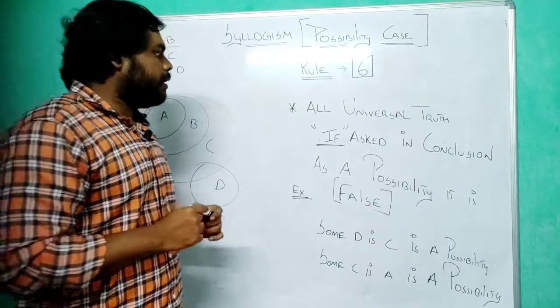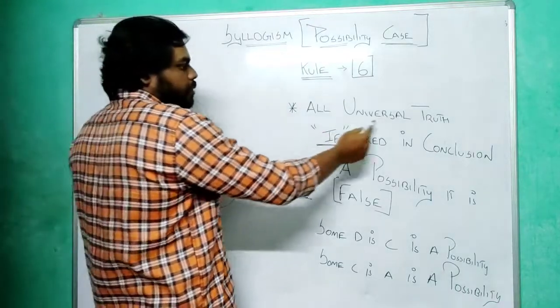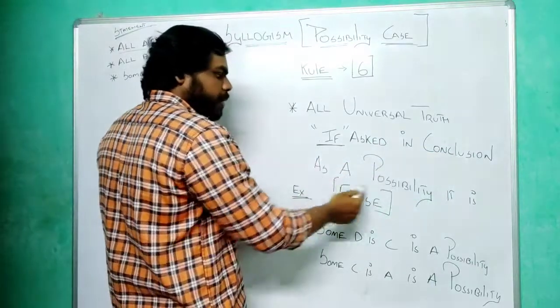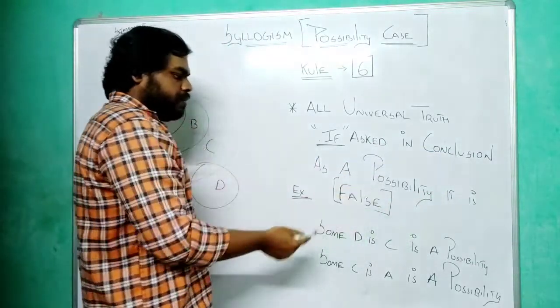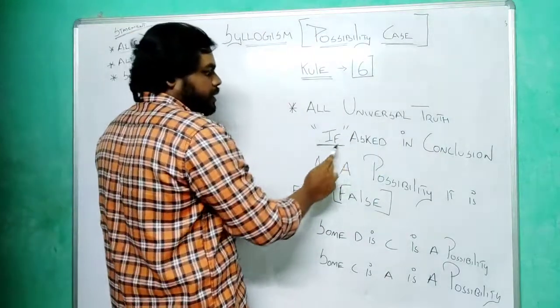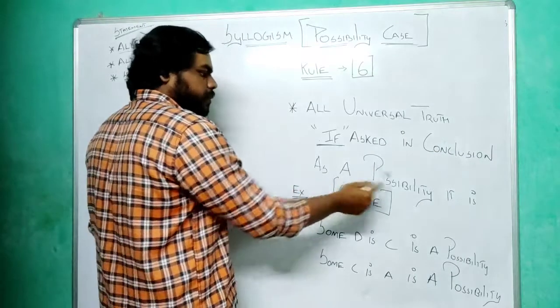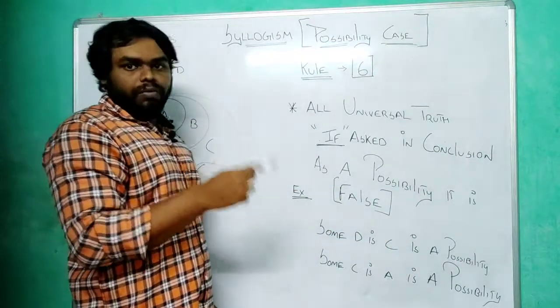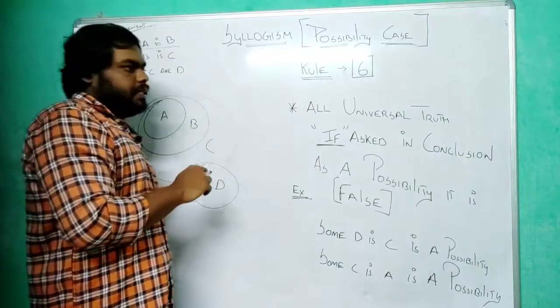I will explain, right? So all universal truth, if asked in a conclusion as a possibility, it is definitely false, right? All universal truth, if asked in a conclusion as a possibility, it is false, right? So what do we understand from it? Let's see in the problem.